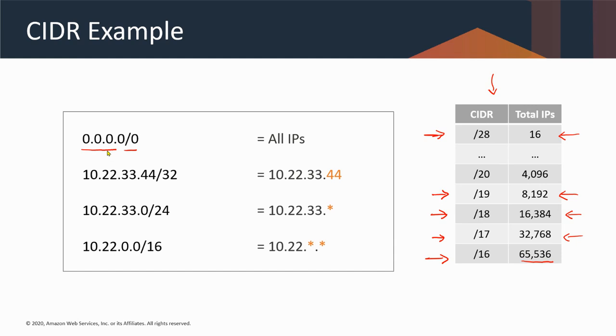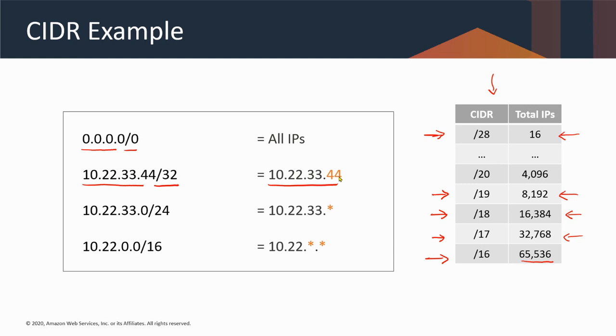Now, what if I want to allow a particular IP to communicate with the internet? I can actually do that by saying what's the IP address, and then using slash notation of 32. That references the same IP. It means I want to allow only this IP address that kind of communication.